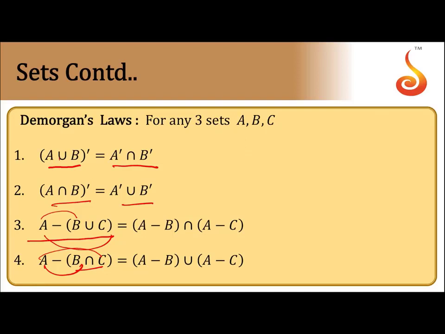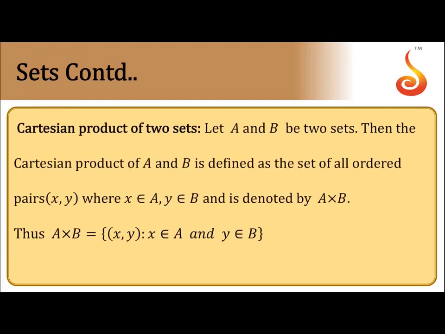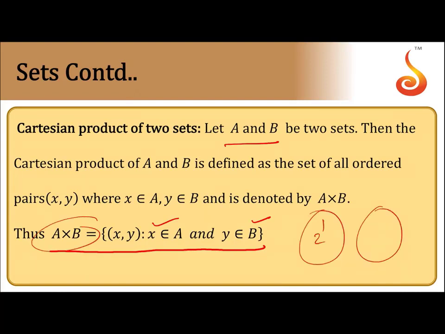So therefore, be careful, in case of the De Morgan law, union will become intersection, intersection will become union. Coming to the next, Cartesian product. If A, B are any two sets, then the set of all ordered pairs from set A, set B is defined to be called the cross product.